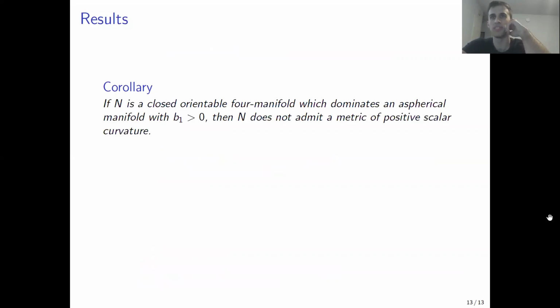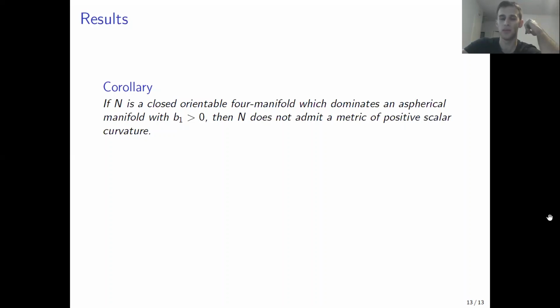Let me finish up by saying the corollary of theorem B is that if N is a closed orientable four manifold, which dominates an aspherical four manifold with B1 positive, so remember dominates means admits a map of non-zero degree, then N does not admit a metric of positive scalar curvature. So this is a partial result towards the strengthened conjecture in dimension 4. It's obviously not complete because there exist aspherical four manifolds with B1 equal to 0.